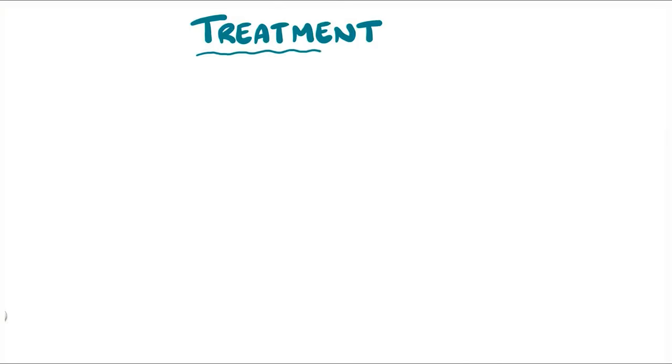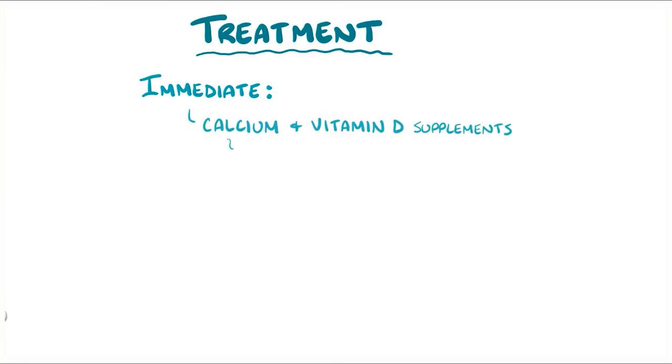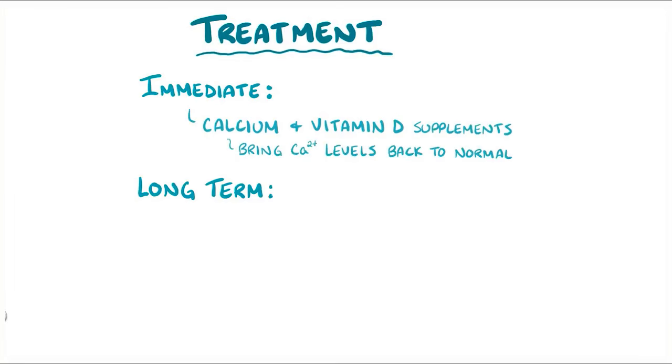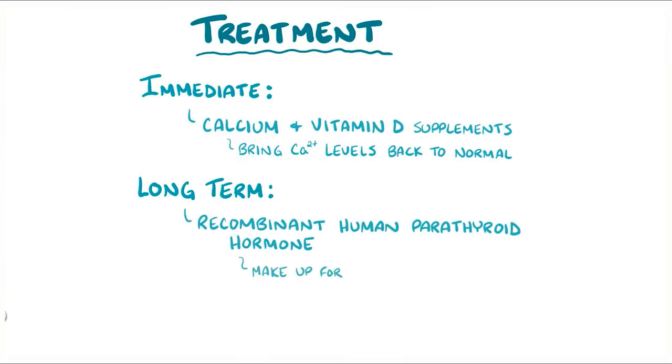The immediate treatment for hypoparathyroidism is to give calcium and vitamin D supplements to bring calcium levels back to normal. Long-term treatment can include taking recombinant human parathyroid hormone to make up for the body's underproduction.